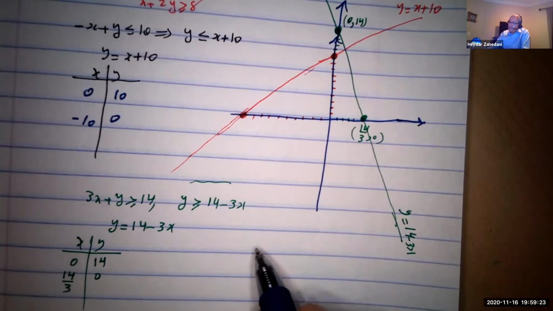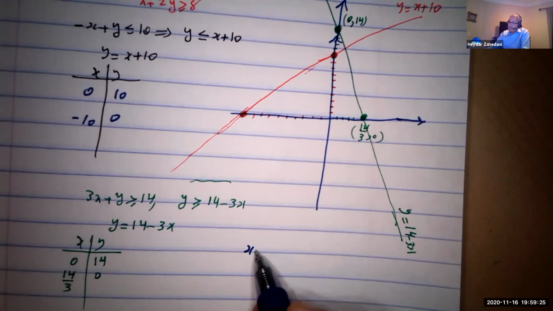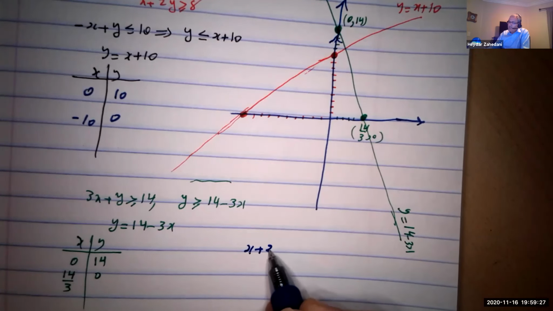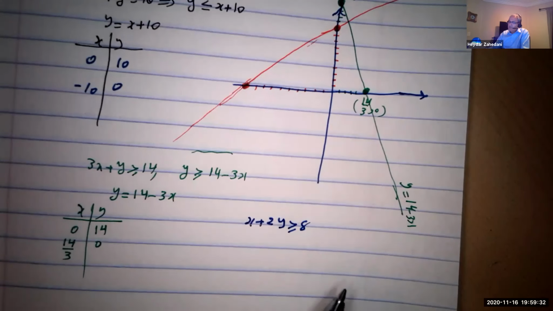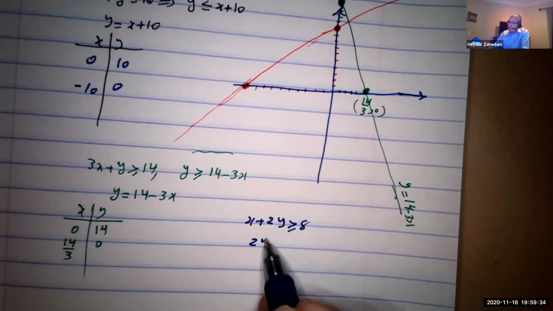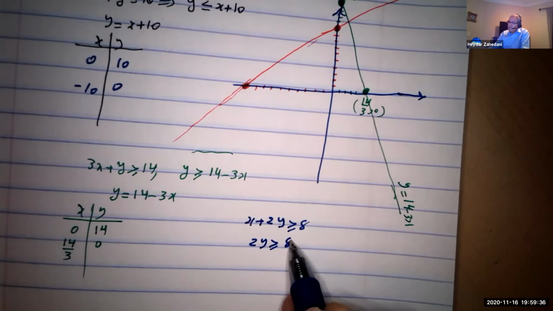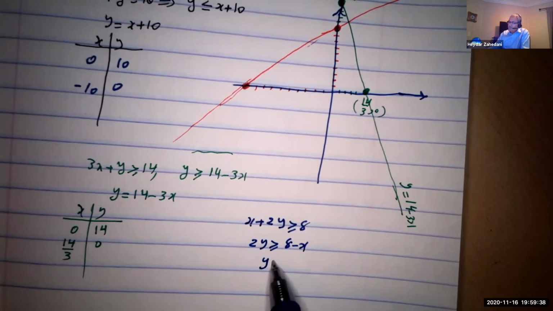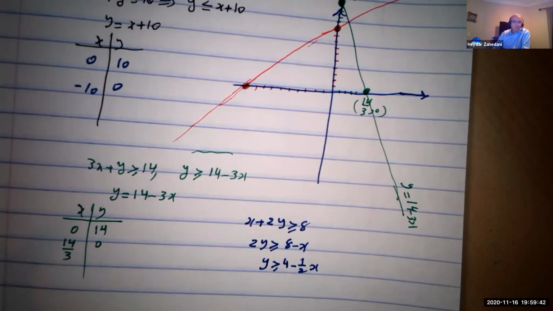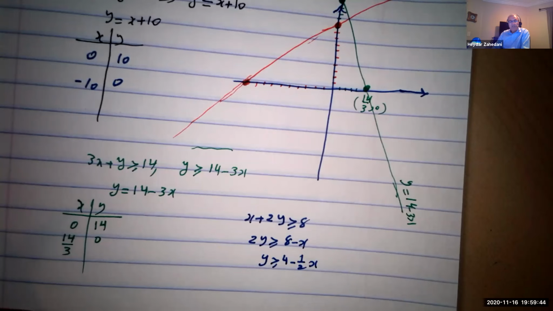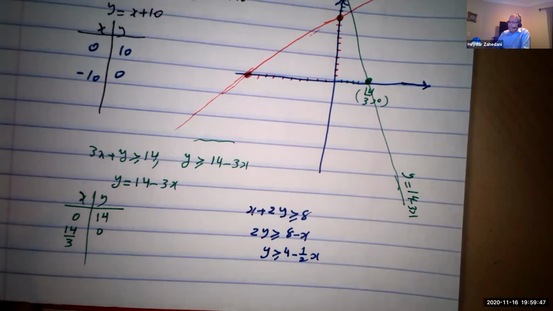So we bring the third one. The third one is x plus 2y greater than or equal to 8. We solve for y. So that would give us 2y greater than or equal to 8 minus x. So y would be 4 minus 1/2 of x. Again, it's going to be above the line.